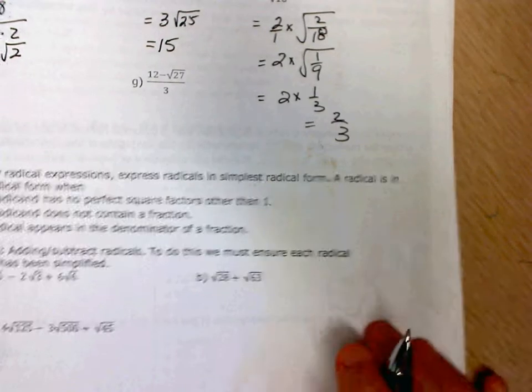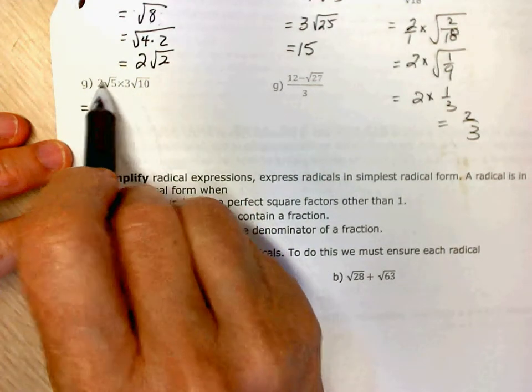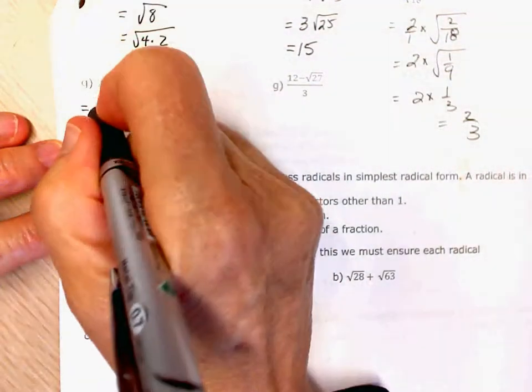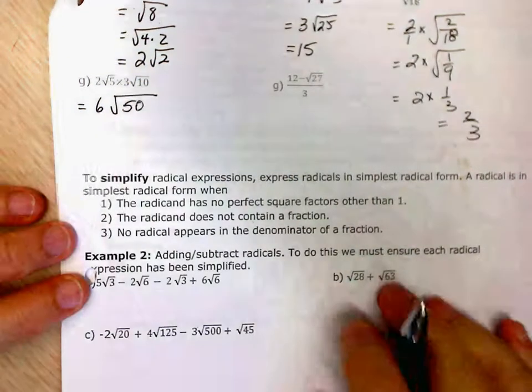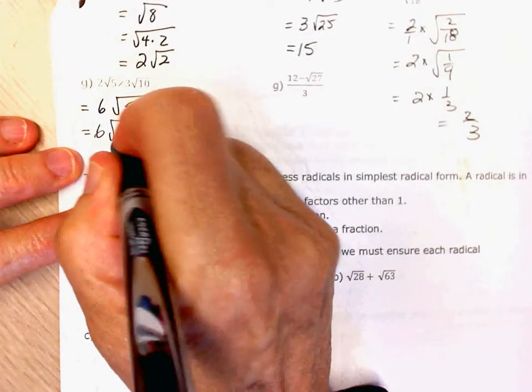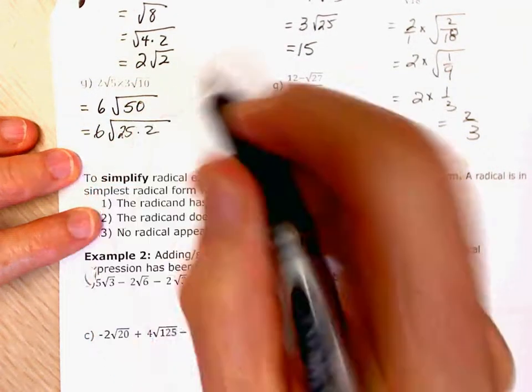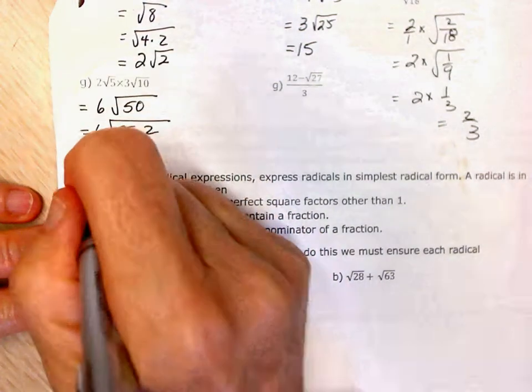So let's keep going. You multiply what's outside the radical sign: 2 times 3 is 6. Multiply what's inside. That equals 6 times the square root of 25 times 2. Well, the square root of 25 is 5. 5 times 6 is 30 root 2.